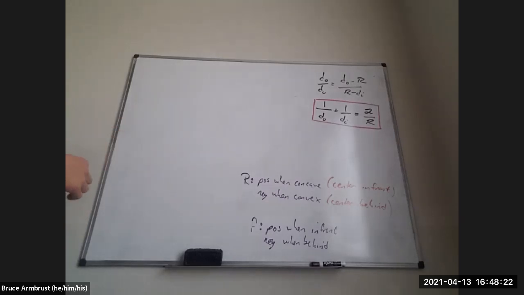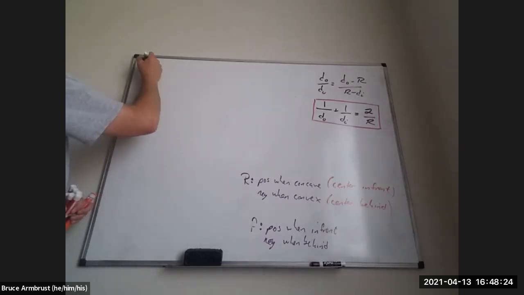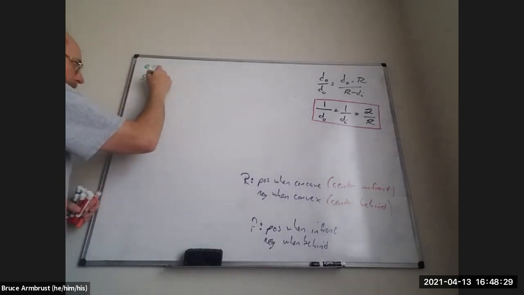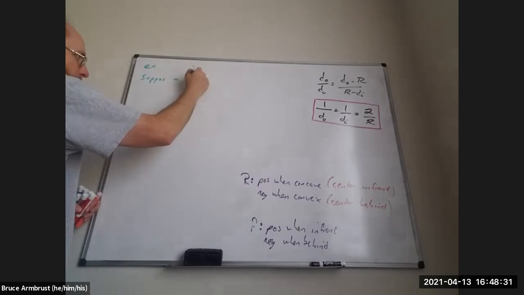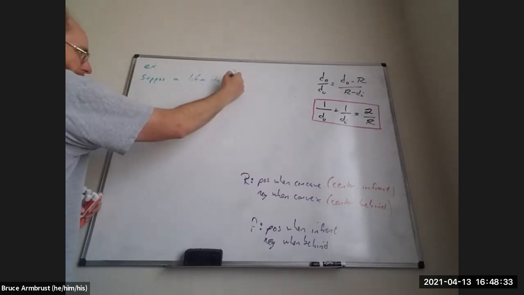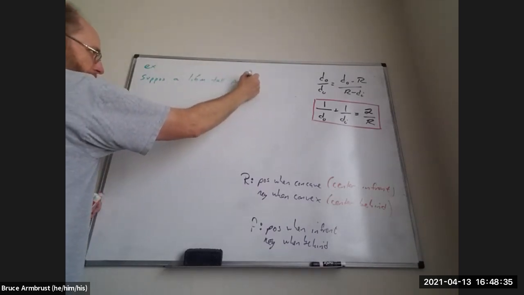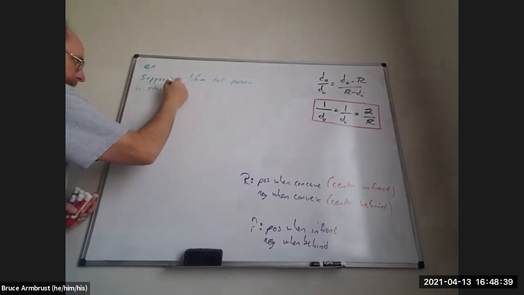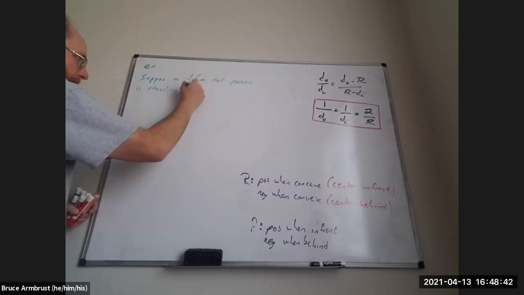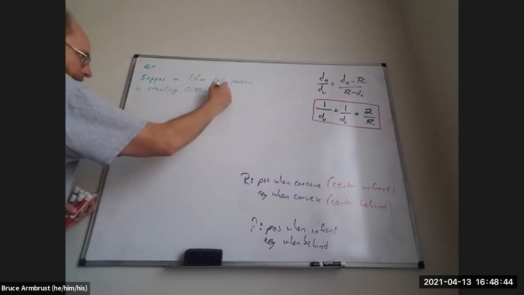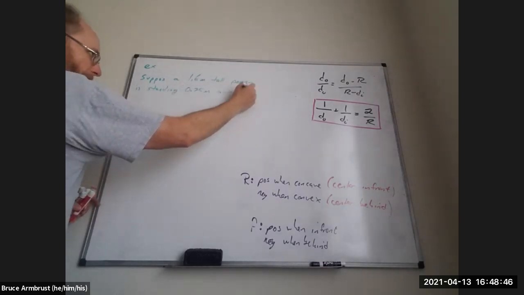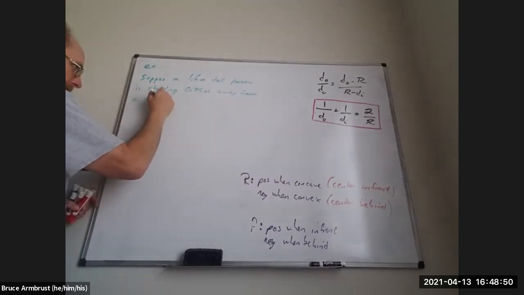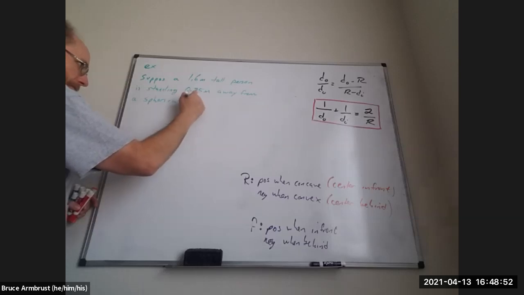So let me just give you some information here. Let's say that we suppose a 1.6 meter tall person is standing 0.75 meters away from a spherical ornament.